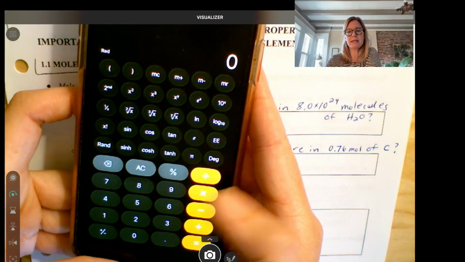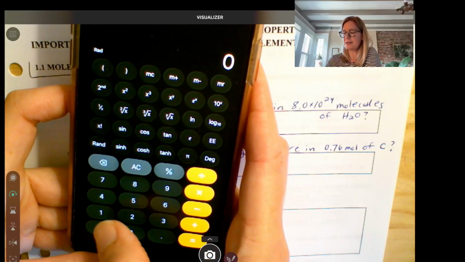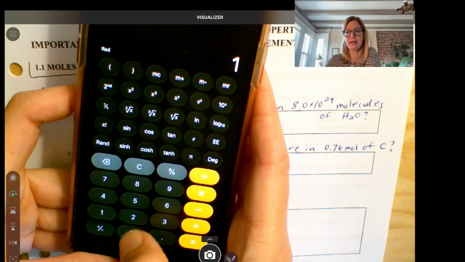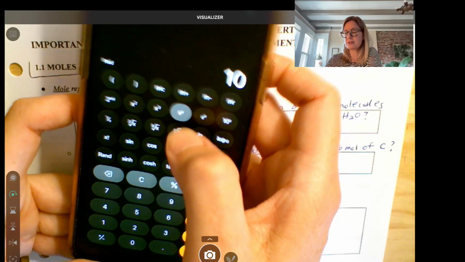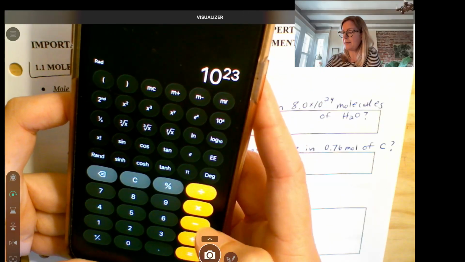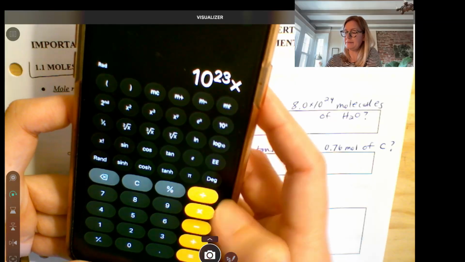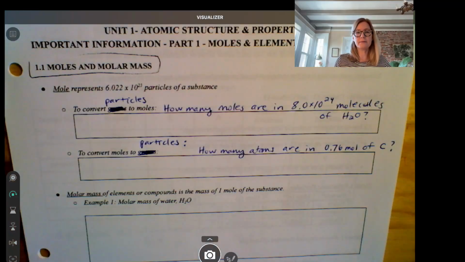So whenever you need to type in an exponent, like let's say you needed to do 10 to the 23rd, you would do 10 and then press this x to the y and you would do 2, 3. And then you would continue on with whatever. All right, so with that, let's get started.